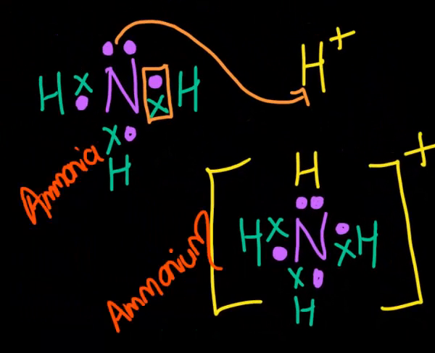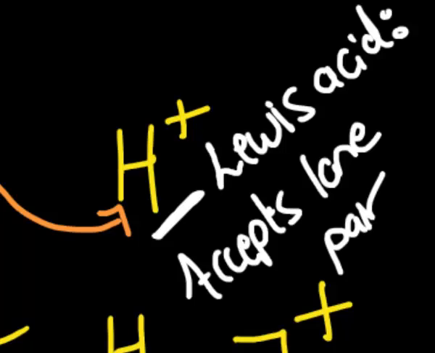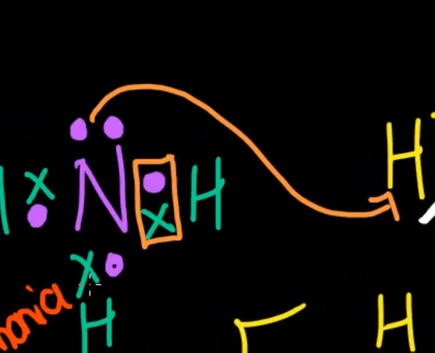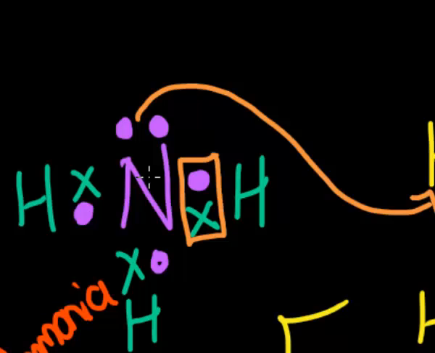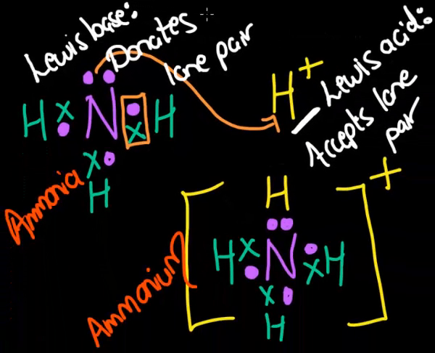According to Lewis, he termed this hydrogen ion that accepted the lone pair a Lewis acid. The nitrogen of the ammonia, he termed the Lewis base because it donates a lone pair. So according to Lewis, acids and bases all have to do with the lone pair. The acid accepts the lone pair, and the base donates the lone pair.